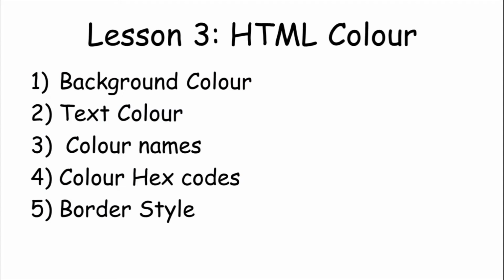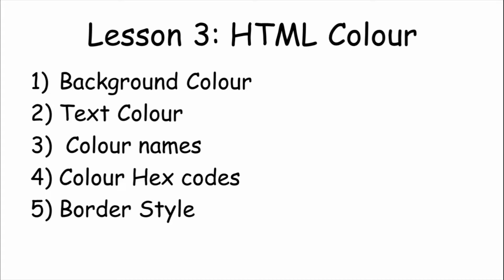So what are we going to learn in lesson 3? Basically, we are going to work on HTML color. Using color, we are going to set the background color and the text color. We'll see how to change these colors using two methods: one is using the color names, and the other is using the color codes. And then we'll find out how to style a border, or how to use the border style.